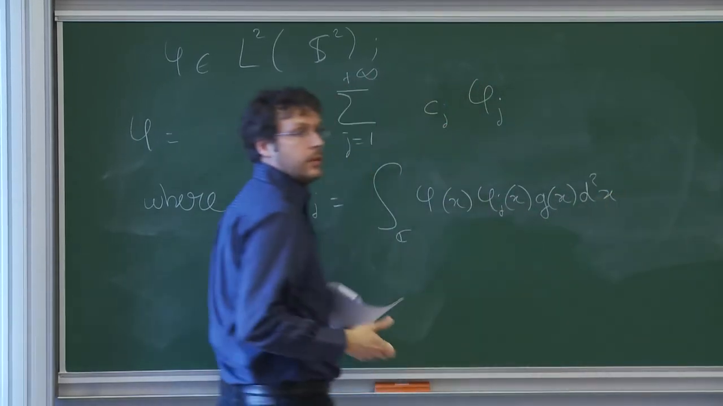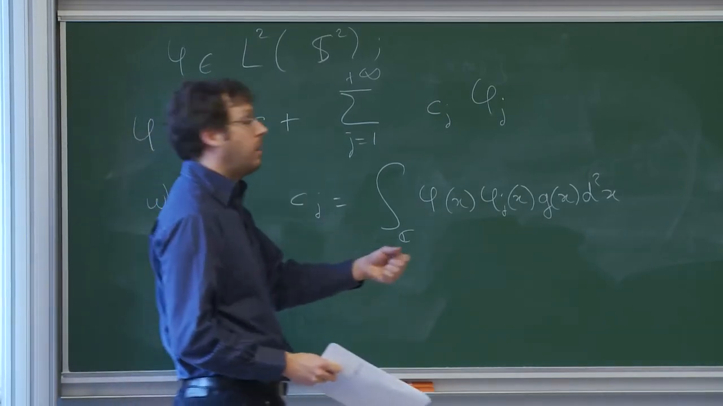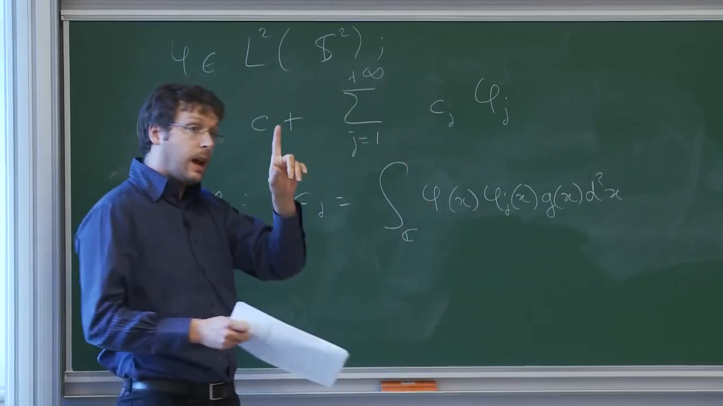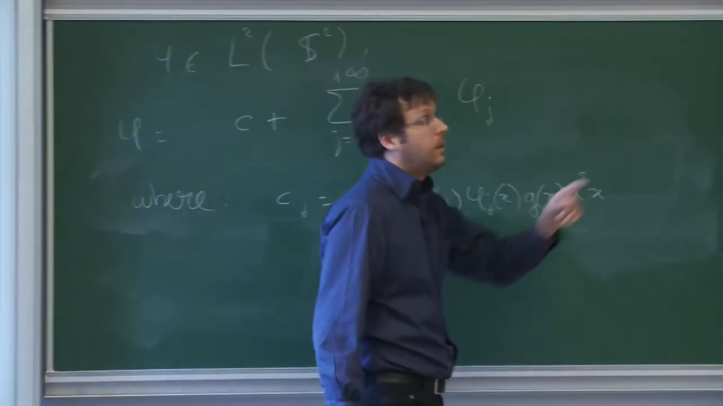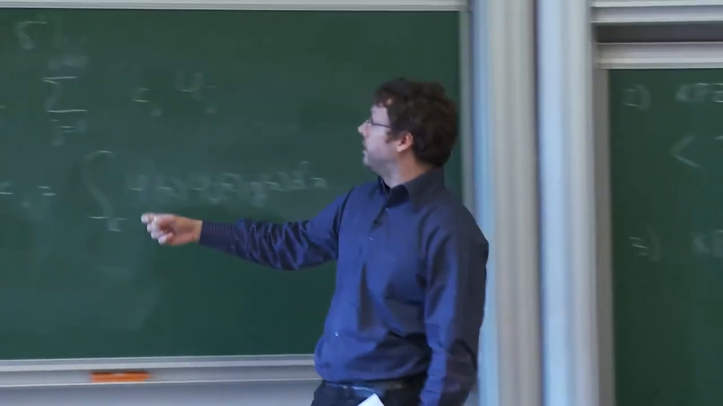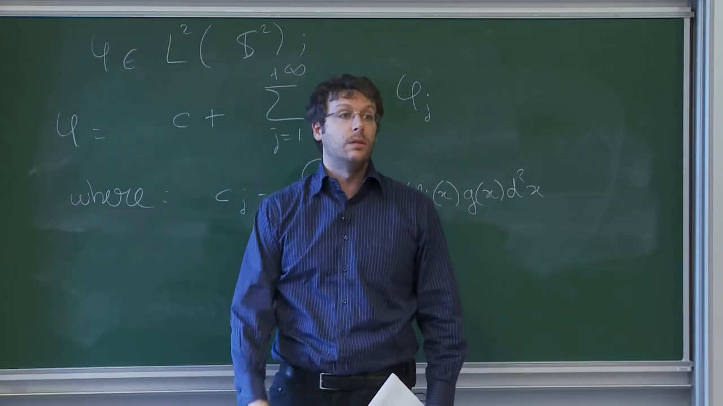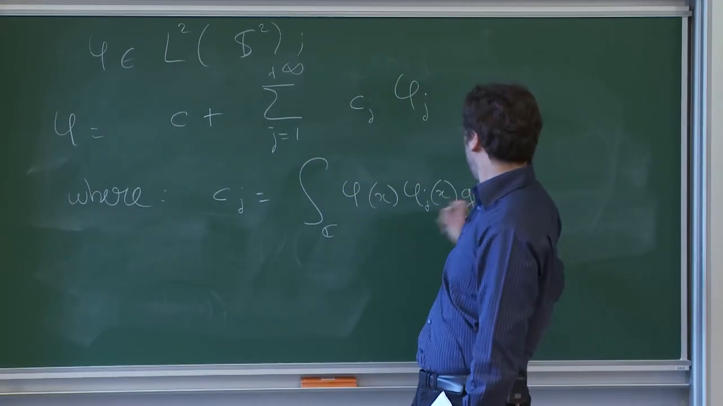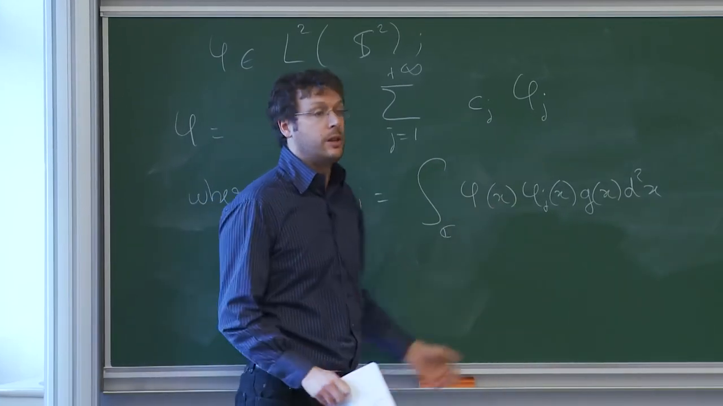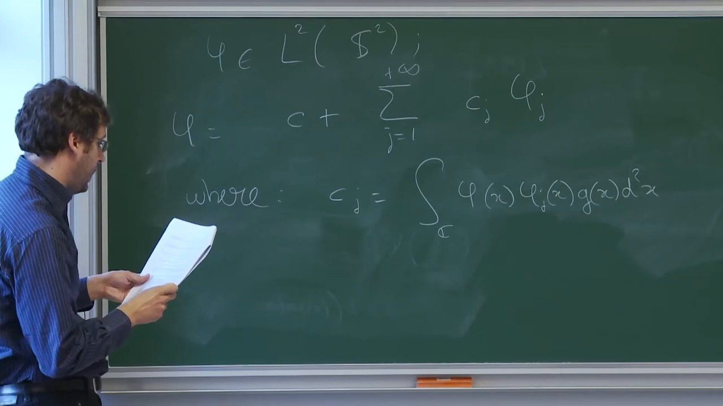Okay. So when I solve my Laplacian eigenvalue problem, I get an orthonormal basis in L2. But I must not forget that when I solve these kinds of equations, I have a constant. And I should not forget the constant here. So the constant is the average of this function with respect to g of x. And the cj's are just an orthonormal projection. So I think everyone will agree with this. This is very standard mathematics.